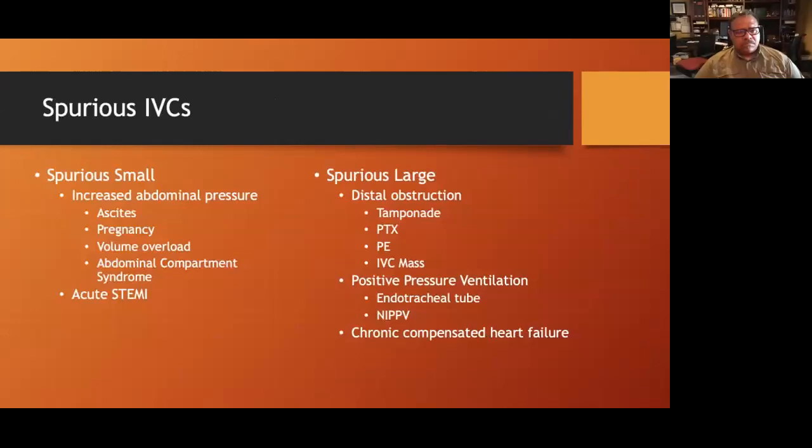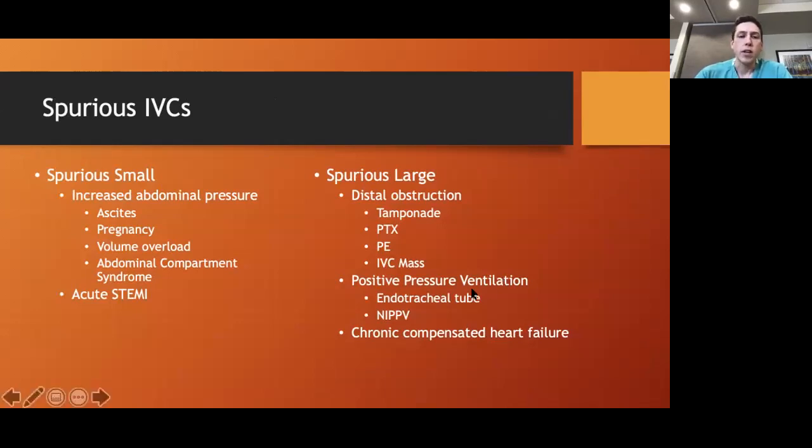It's also important to appreciate that there are many potential confounders in IVC interpretation. We already discussed the effects of positive pressure ventilation, which will tend to increase the IVC diameter and thus the CVP. In addition, patients with chronic compensated heart failure may always have an enlarged IVC, yet can also present with hypovolemic or distributive shock. And the IVC may also appear small despite an elevated CVP due to increased intra-abdominal pressure, which could occur due to large volume ascites, pregnancy, volume overload, or abdominal compartment syndrome.